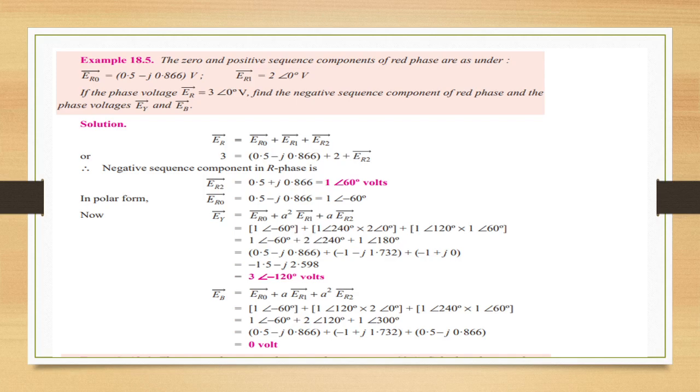EY is ER0 plus A square ER1 plus A ER2. So after substitution of values, its answer we are getting as 3 angle minus 120 degree volt, and EB value is ER0 plus A ER1 plus A square ER2. So its value is 0.